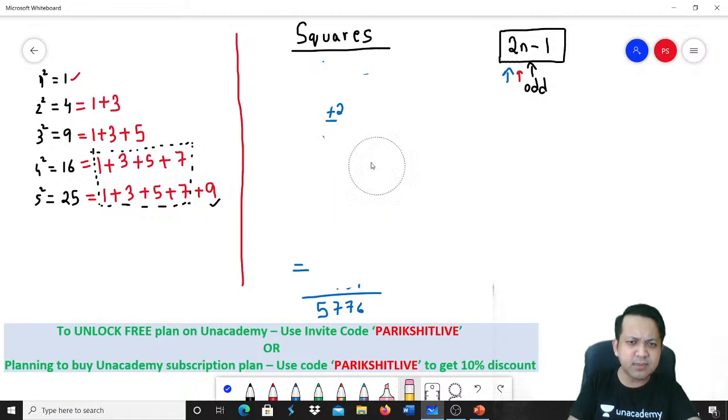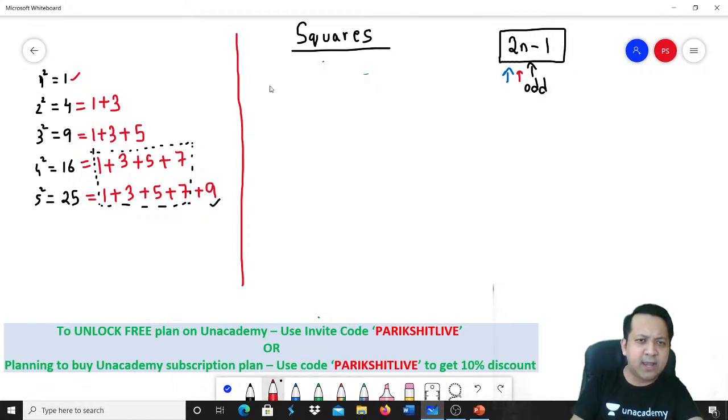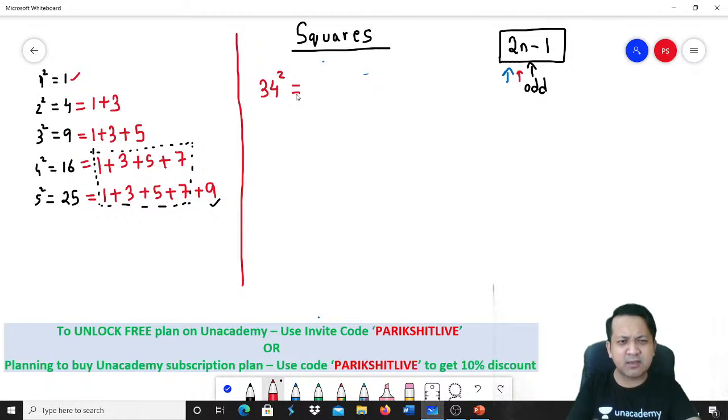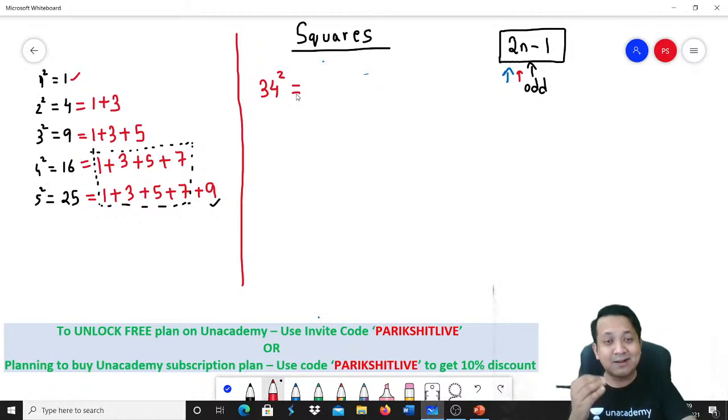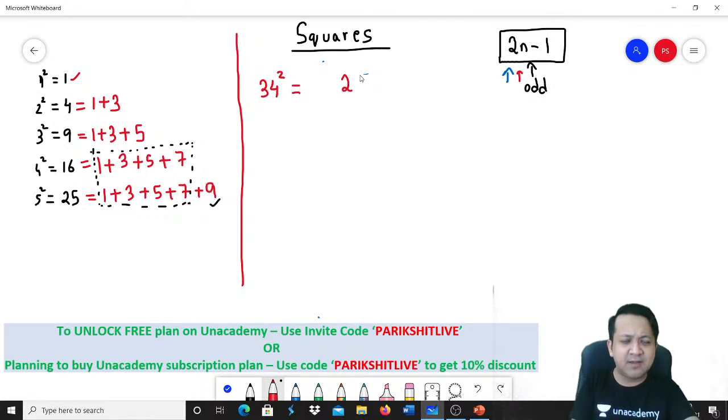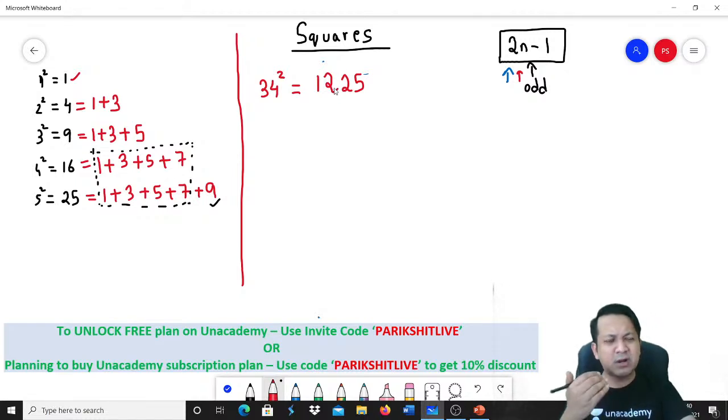Think about it. Let's take another number. Let's say you need to find out 34 square. Logically you think, probably 35 square is something I know. How do you know 35 square? You have a shortcut. 5 square is 25, and the tens digit is 3, so multiply with the next number. 3 into 4, 12. So 35 square is 1225. But the question is about 34 square.